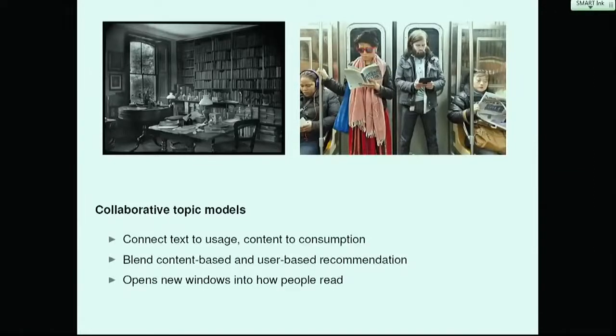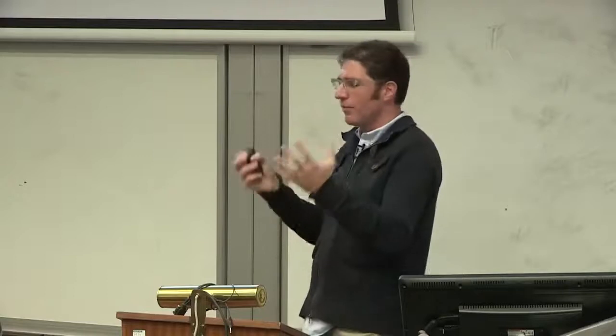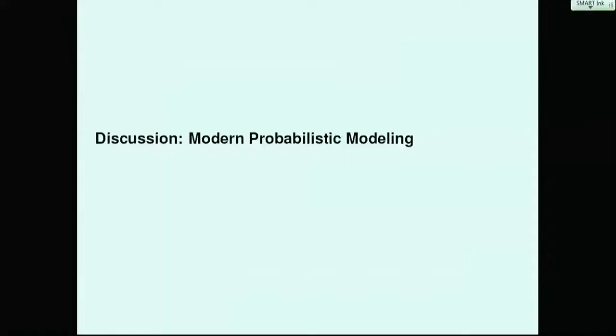Okay, good. So that's collaborative topic models. We connect text to usage. It blends content-based recommendation with user-based recommendation, and it opens windows into characterizing how people read. And although I didn't talk about it, it captures that cold start spectrum where the model, via the posterior distribution, naturally relies more on the content, and then where many people have read the paper, the model relies more on user behavior to form recommendations. For papers that are hardly ever read, it relies more on the content, and as they are read more and more, it will rely more on the users. Okay, so finally, I wanted to chat a little bit about modern probabilistic modeling.